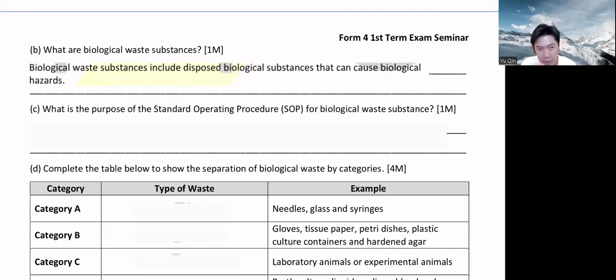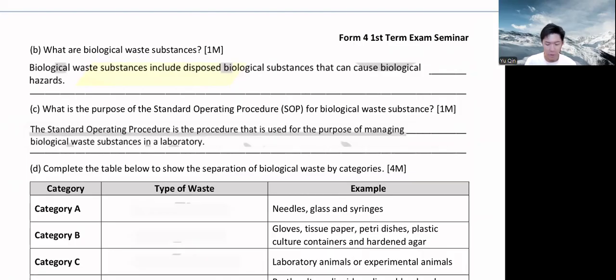And for C, I don't have it in front, but what's the purpose of all this SOP? Why must we separate into categories? Because then we know the proper way of handling. So we will have proper SOPs for the purpose of managing biological waste.